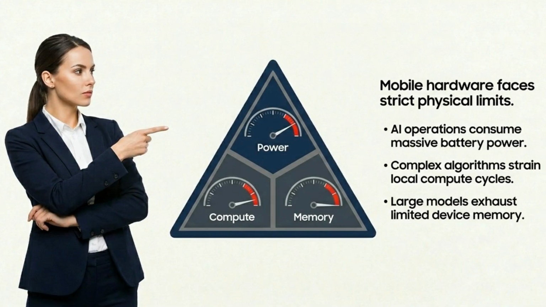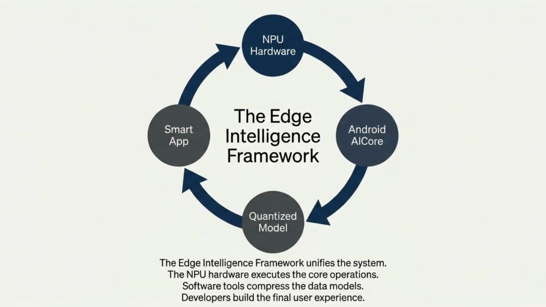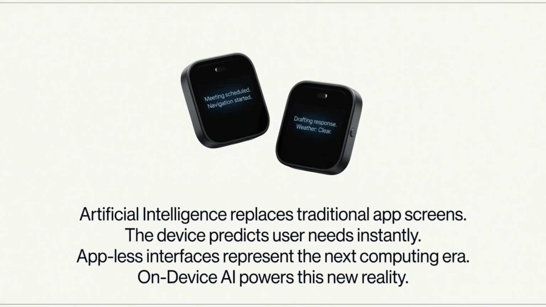However, we still face physical limits. AI operations are intensive, placing a heavy strain on device power, computational cycles, and memory resources. To overcome these challenges, the Edge Intelligence Framework unifies NPU hardware, software tools, and model optimization to deliver a seamless user experience. Ultimately, AI is poised to replace traditional app interfaces. Devices will soon predict our needs instantly, marking the beginning of the next great computing era.